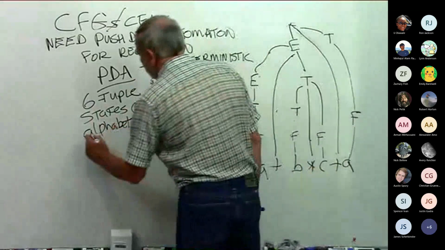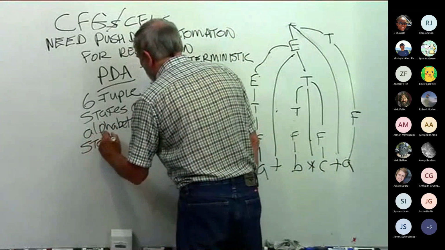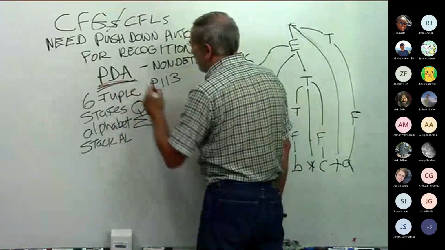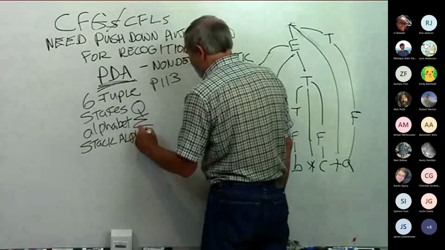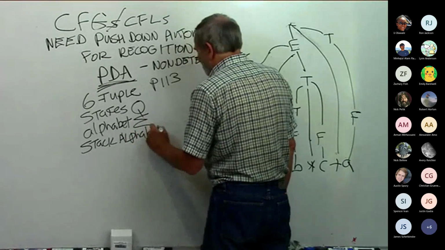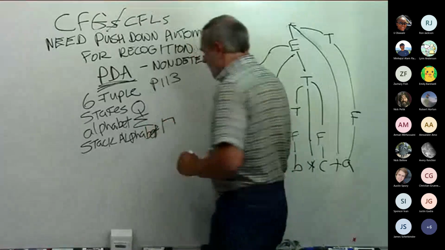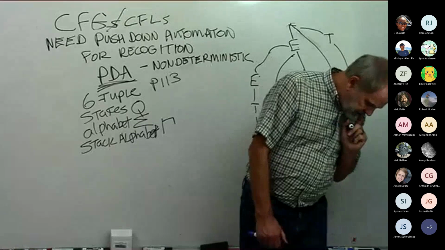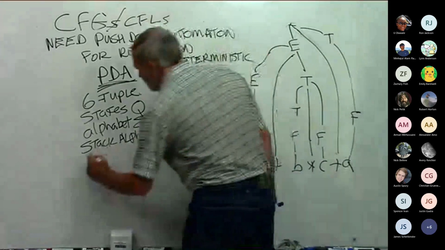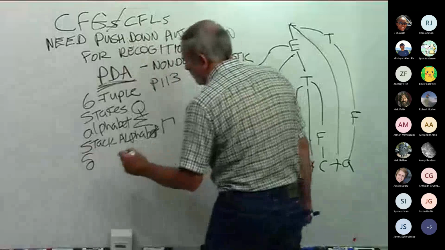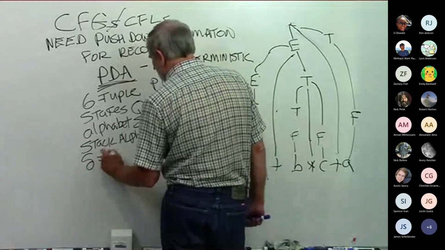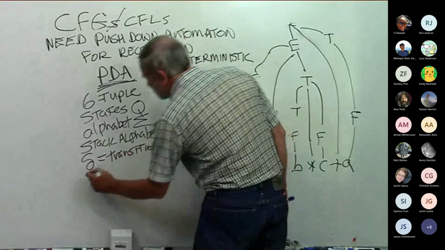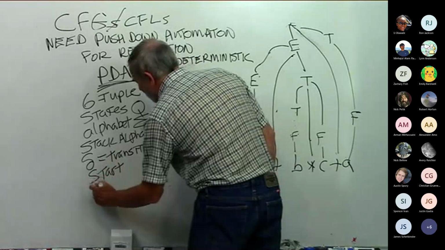We have a stack alphabet. Stack alphabet, because a PDA is going to have a stack to push down onto. And that's a capital gamma. It's going to have a delta function for transitions, a start state, and accept states.